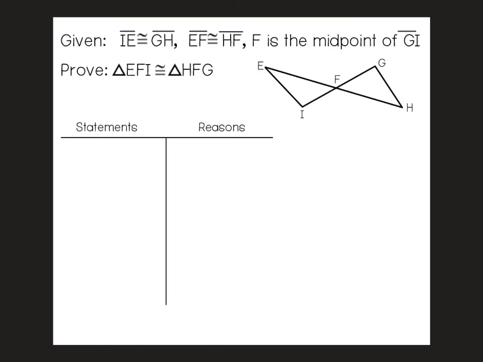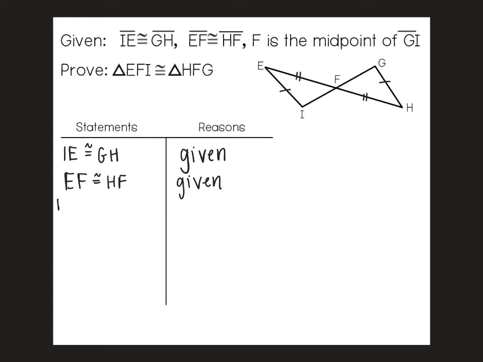For this next proof, I start very similar. So the first 2 statements are just marking sides. So I have IE is congruent to GH. So I mark both of those with 1 tick mark. Then I have EF is congruent to HF. Again, given. It's the second set of sides, so it gets 2 marks.